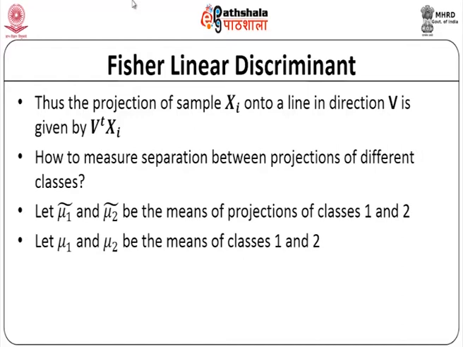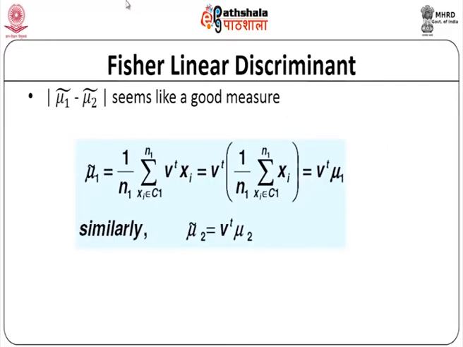How to measure the separation between projections of different classes? How do we measure the separation? Let mu1 and mu2 be the means of projections of class 1 and class 2. So, take all the data points of class 1, project them, take all the data points of class 2, project them, and the means of those projections are mu1 and mu2. And let mu1 and mu2 also be the means of the classes, not the projections. Now, mu1 minus mu2 seems like a good measure to differentiate the classes.